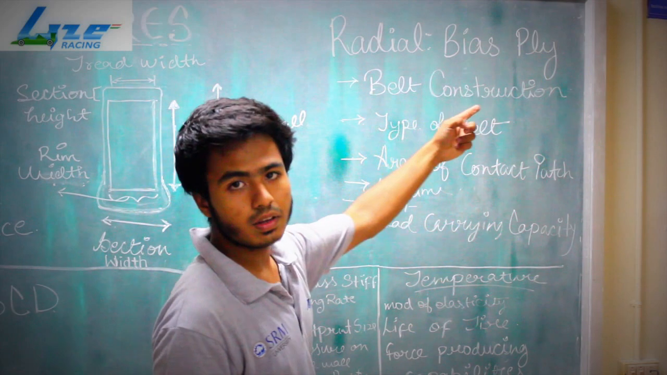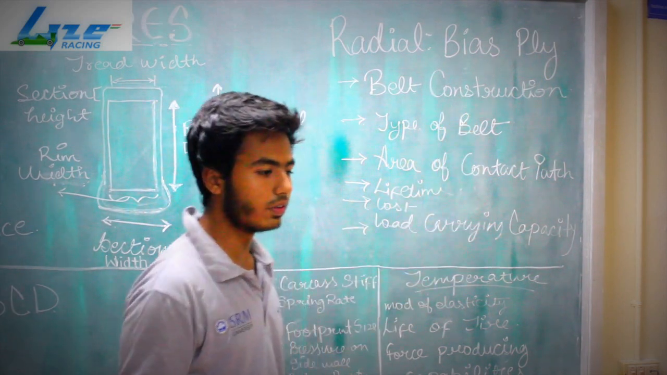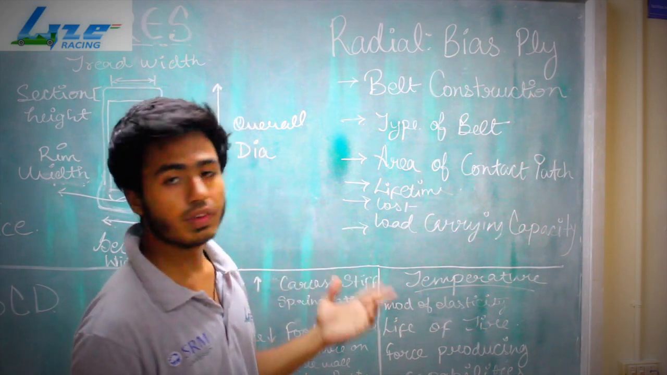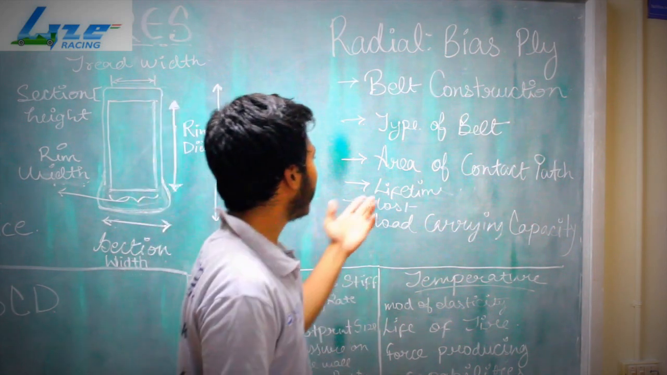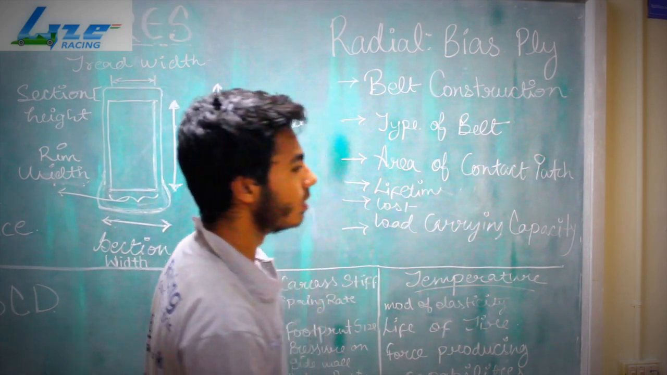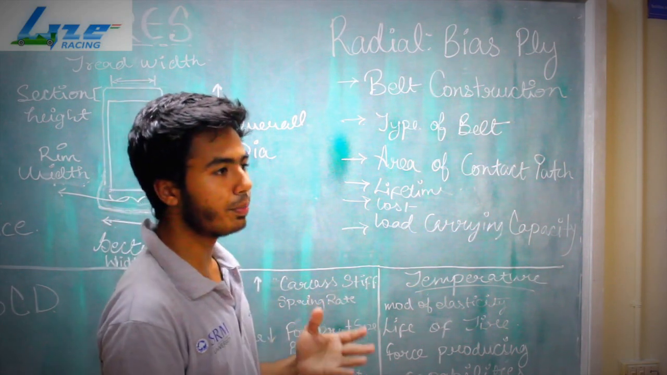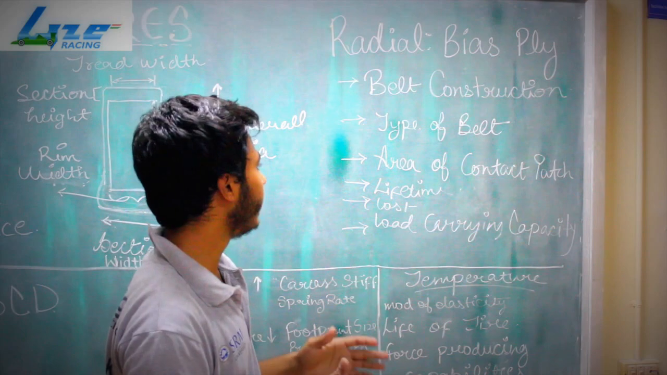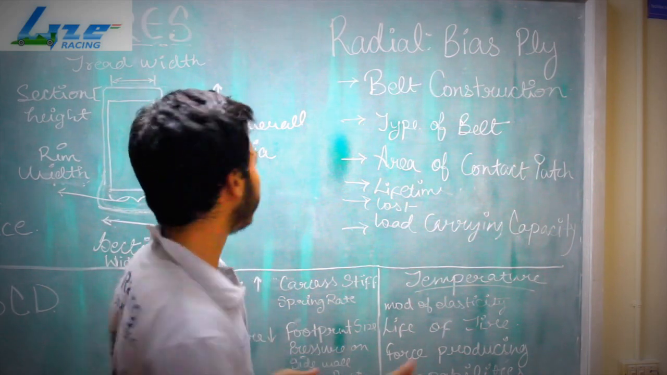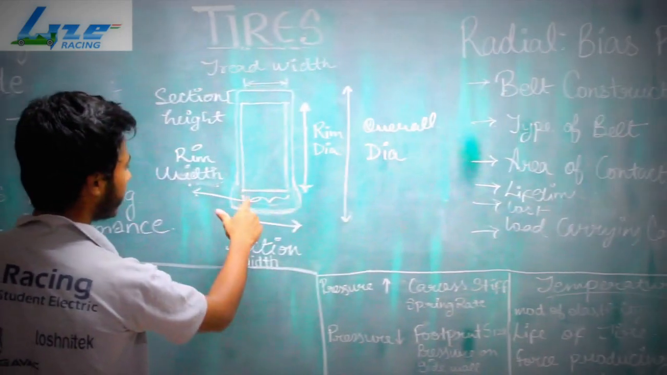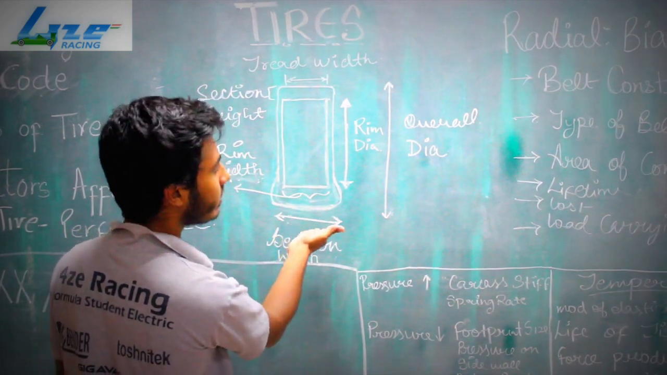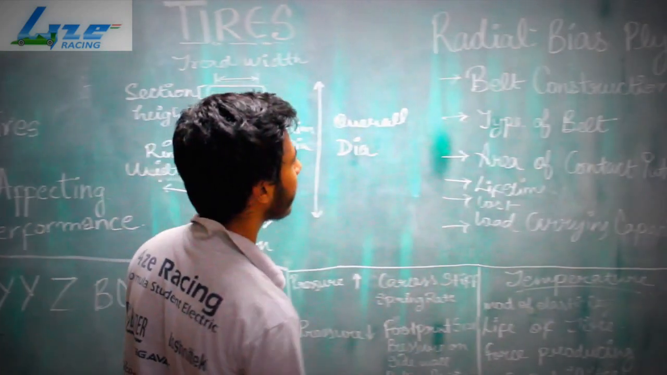Now also the type of belt. In bias ply tires, we have belts made of fabric like nylon and polyester, whereas in radial, we have steel belts. Area of contact patch. Now there can be multiple layers of belts in a bias ply, which is not the case in radial. So the radial is a bit soft, which generates this kind of curvature over here. So we have a larger contact patch at the bottom when compared to bias.